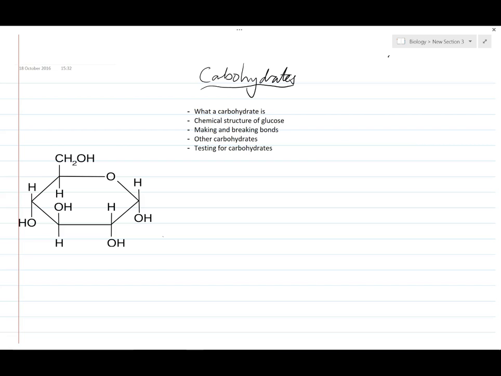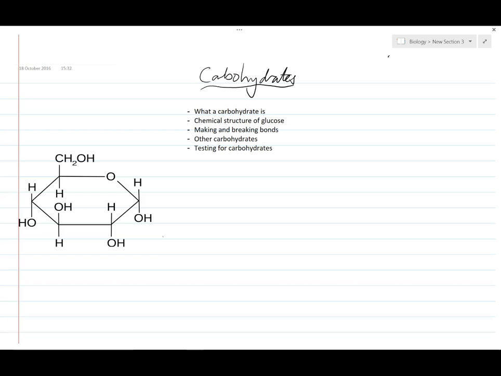So we're going to look at 5 main areas today. We're going to look at what a carbohydrate is, how to define it. We're going to look at the chemical structure of glucose. We're going to look at making and breaking bonds. We're going to take a look at other carbohydrates that we find, and then lastly we're going to look at how do you test for carbohydrates.